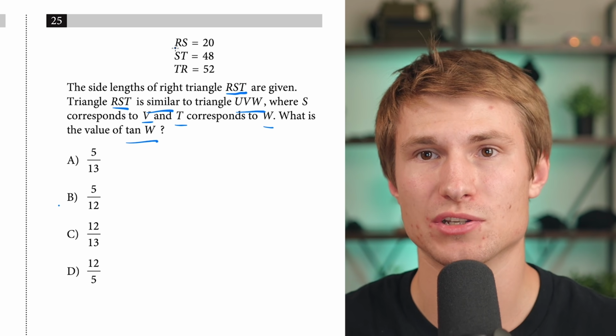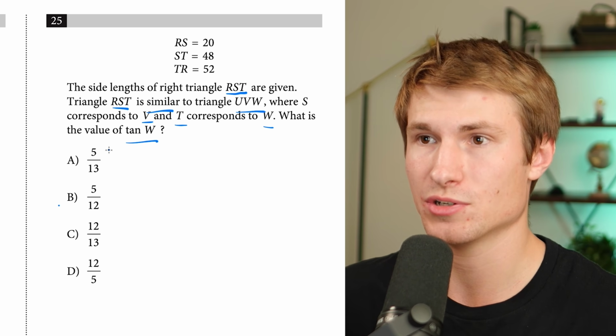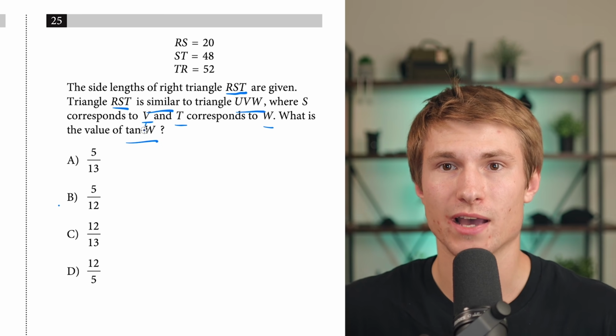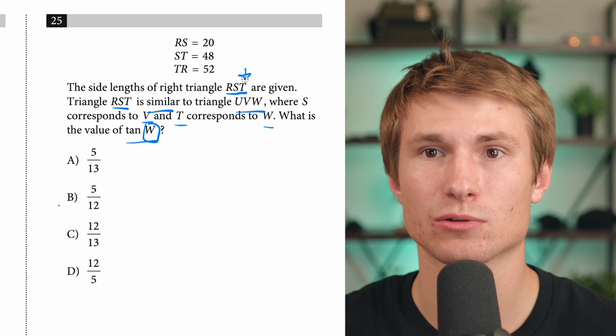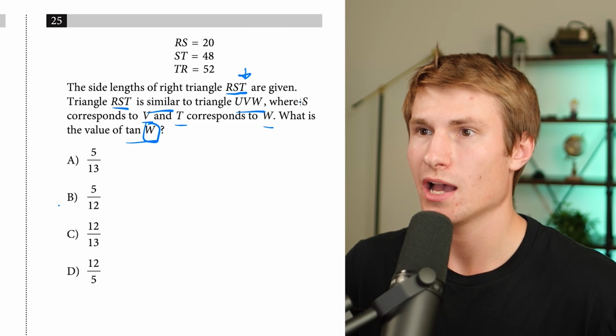Well, the first thing I'm going to do is, since I have RST as the triangle and they're similar, the tangent values are also going to be the same for the corresponding angle. So I'm going to go ahead and find that W, what is it equal to in RST? Okay, so if V and T correspond, let's see, S corresponds to V.